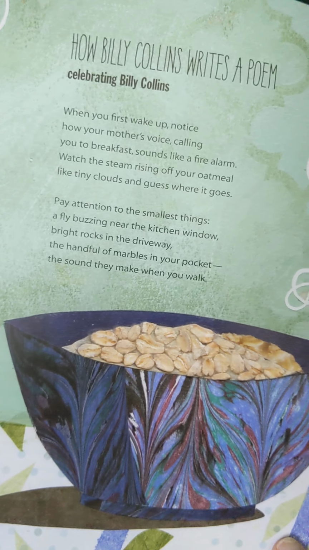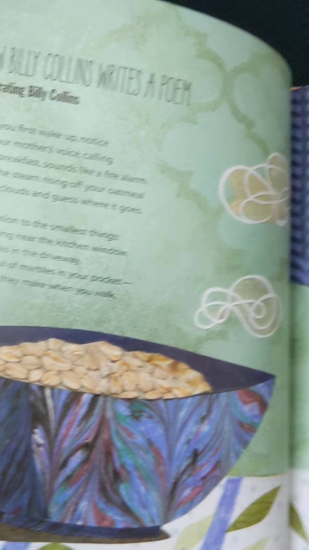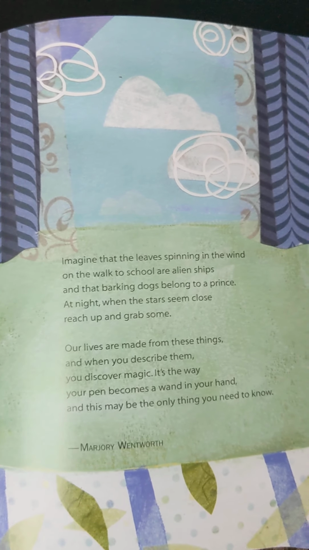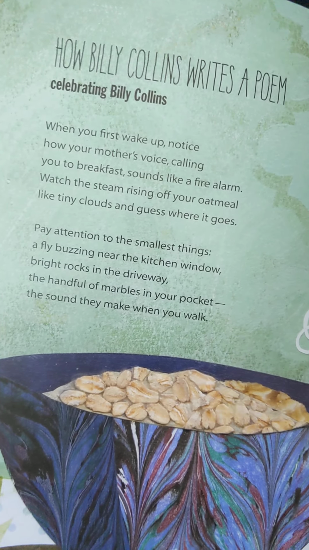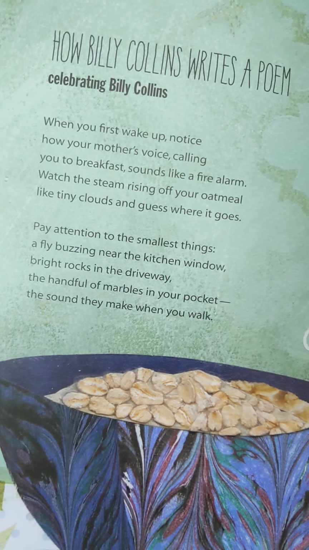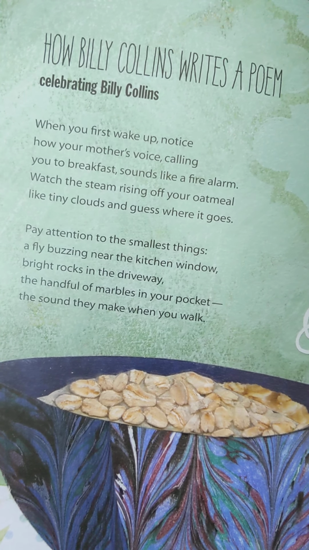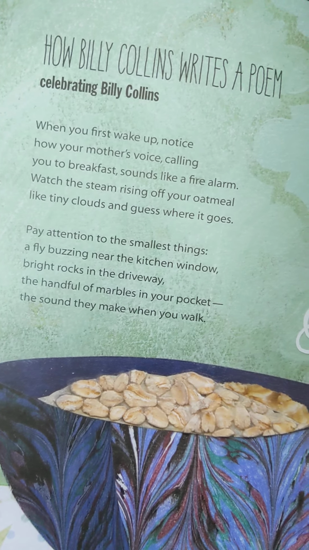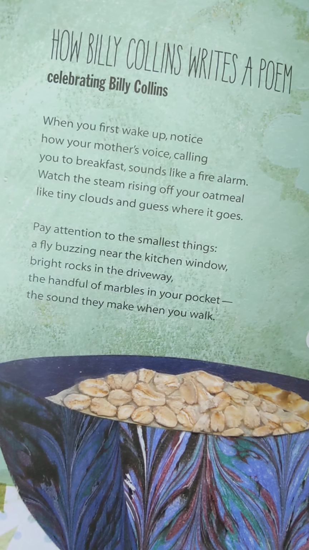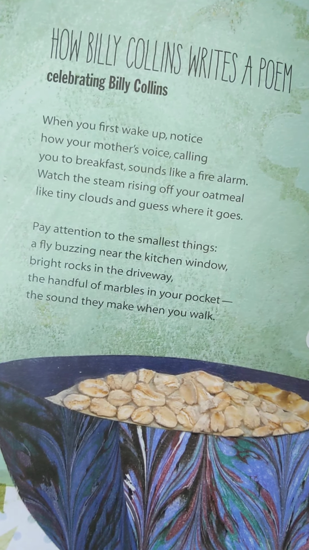Before we read it, I want you just to notice the things on this page. There's a simple bowl of oatmeal and a window with the wind blowing. Just very simple, ordinary things. As we are reading, I want you to think about what type of poem this is, and I'll give you a little challenge at the end. How Billy Collins Writes a Poem, celebrating Billy Collins.